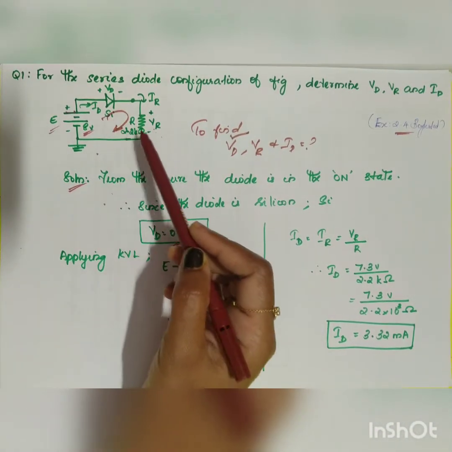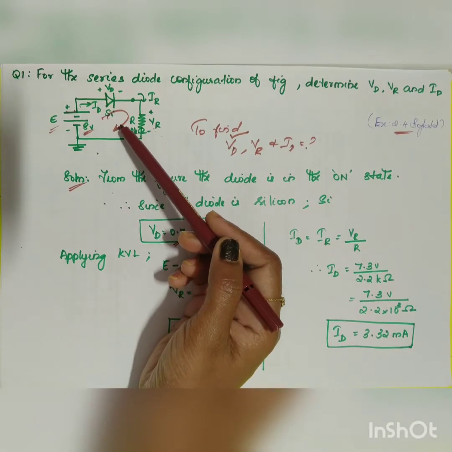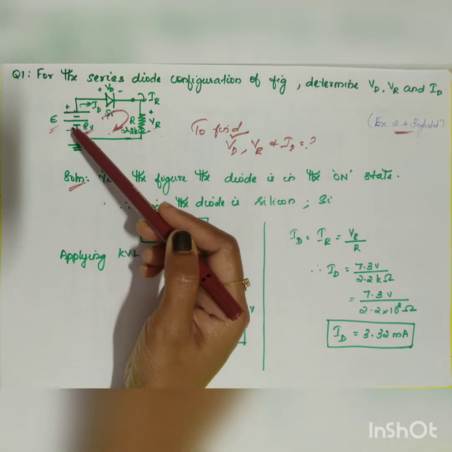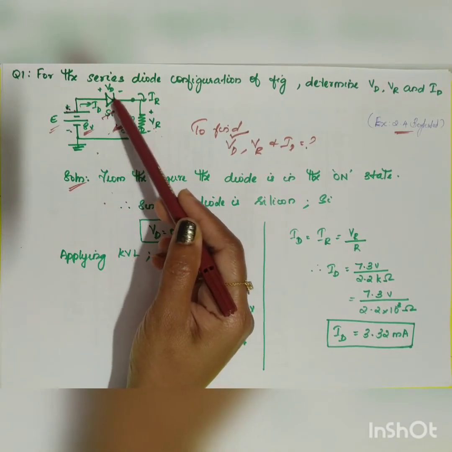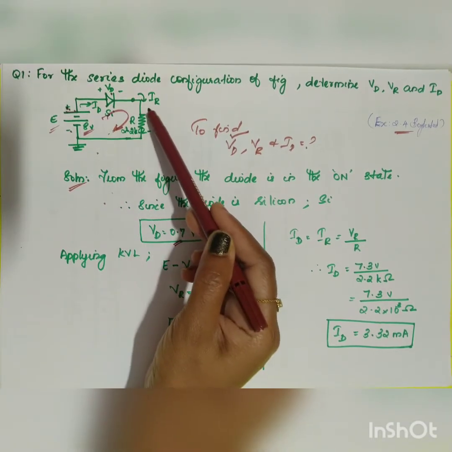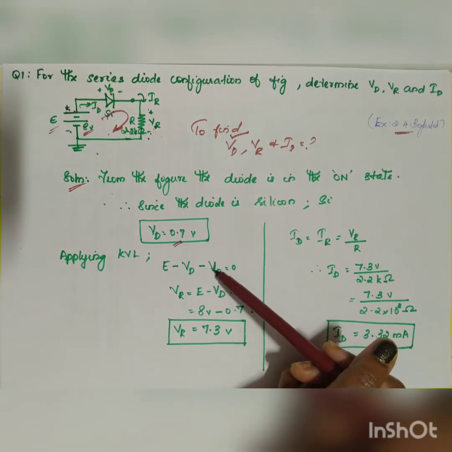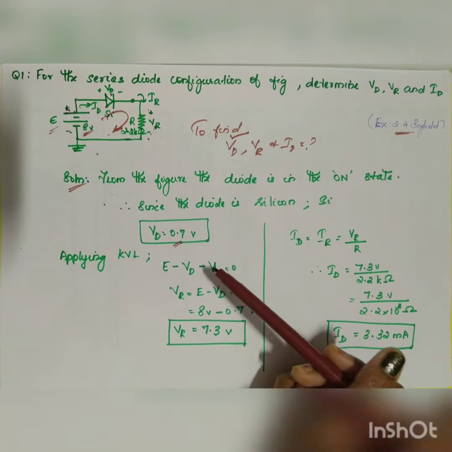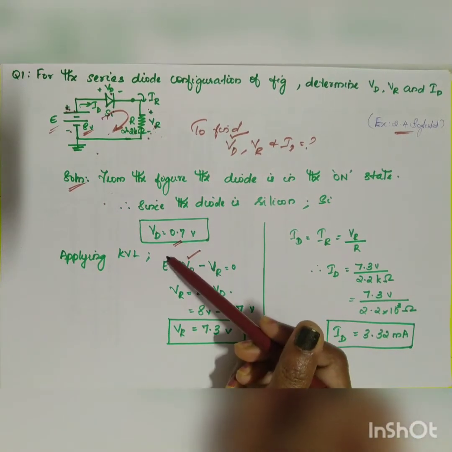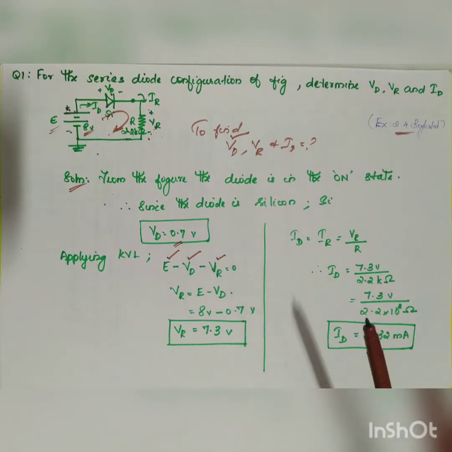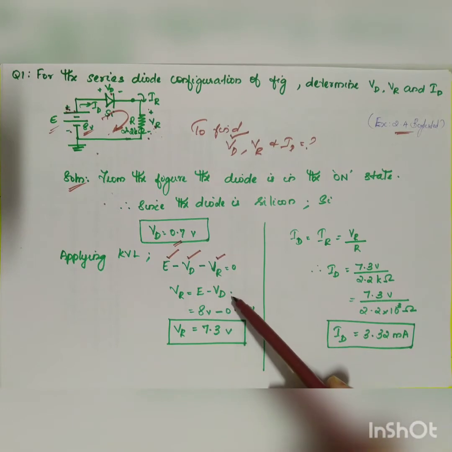For the second step, you have to apply KVL across the loop. So it is plus to minus: plus E, then plus to minus, minus VD, plus to minus, minus VR. So E minus VD minus VR is equal to 0. You already know the value for VD and you know E. Now VR you have to calculate. So if you reconfigure, VR will be equal to E minus VD.